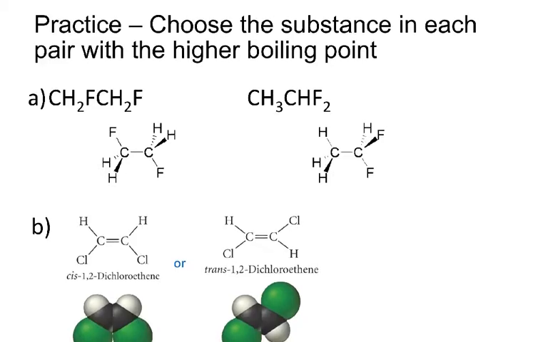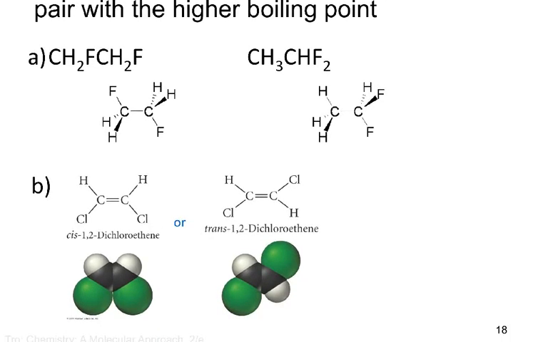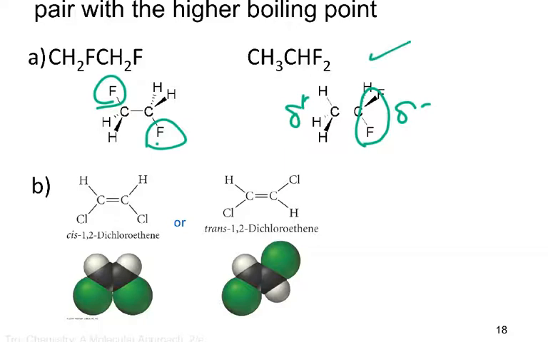So more practice, choose the substance with the higher boiling point. So let's look at polarity in these. These two molecules both have fluorines. Here our fluorines are pulling kind of in equal and opposite directions. And here our fluorines are attached to the same carbon, so we're going to have a stronger dipole in this second molecule. So that's going to be our higher boiling point.